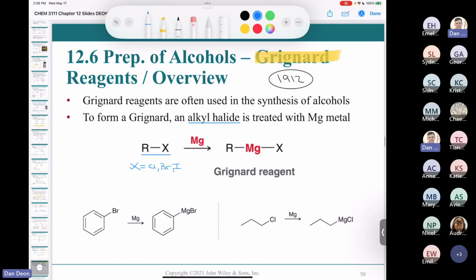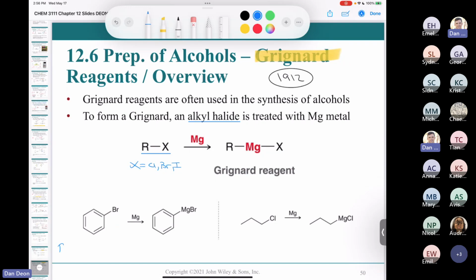The first one is taking bromobenzene. So this compound is called bromobenzene. And then we end up making this compound that's called phenylmagnesium bromide. So this would be called phenyl, right? Because when you have a benzene as an alkyl group, you call it a phenyl. So phenylmagnesium bromide.